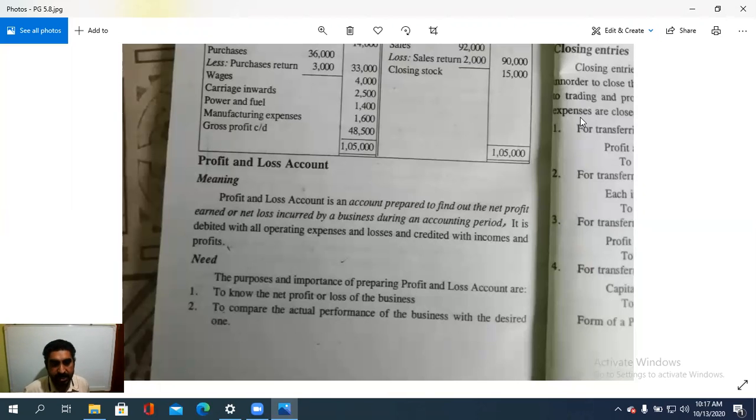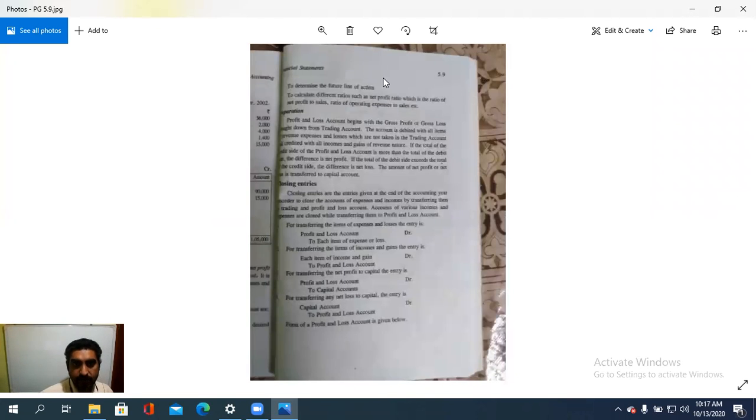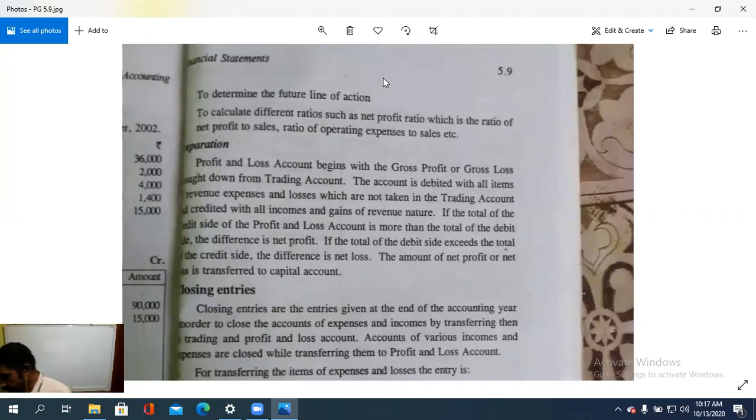Okay, now the purpose and importance of preparing the profit and loss account. The first main reason behind the preparation of profit and loss account is in order to know the profit, net profit or net loss, the total profit. So, to know the net profit or loss of the business, to compare the actual performance of the business with the desired one and to determine the future line of action, isn't it?